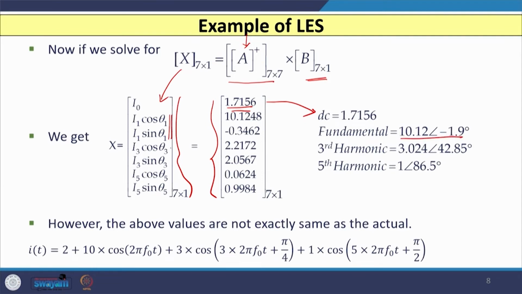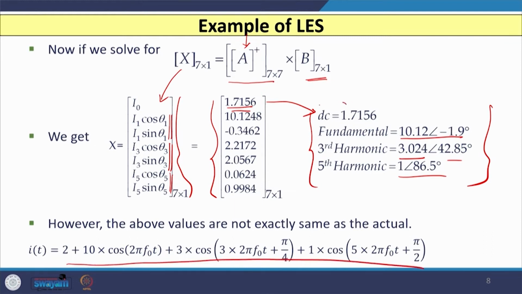Similarly, for the third harmonic, I 3 cos theta 3 plus j I 3 sin theta 3, you will have the magnitude 3.024 and angle 42.85. And in the same way for the fifth harmonic term, you will have the value 1 angle 86.5 degree. However, if you compare these values with the actual value of the signal given by this, you can see that the actual value of DC is 2, whereas you obtain 1.71.